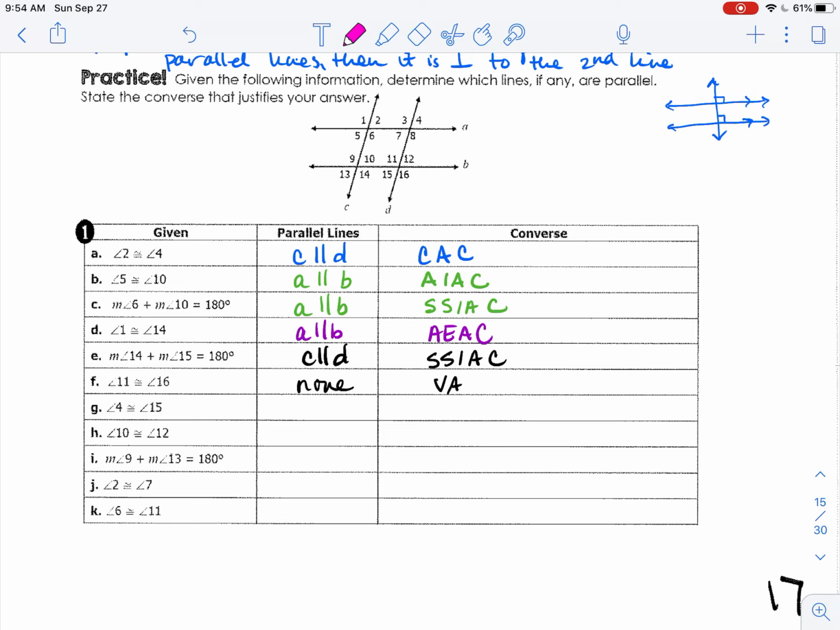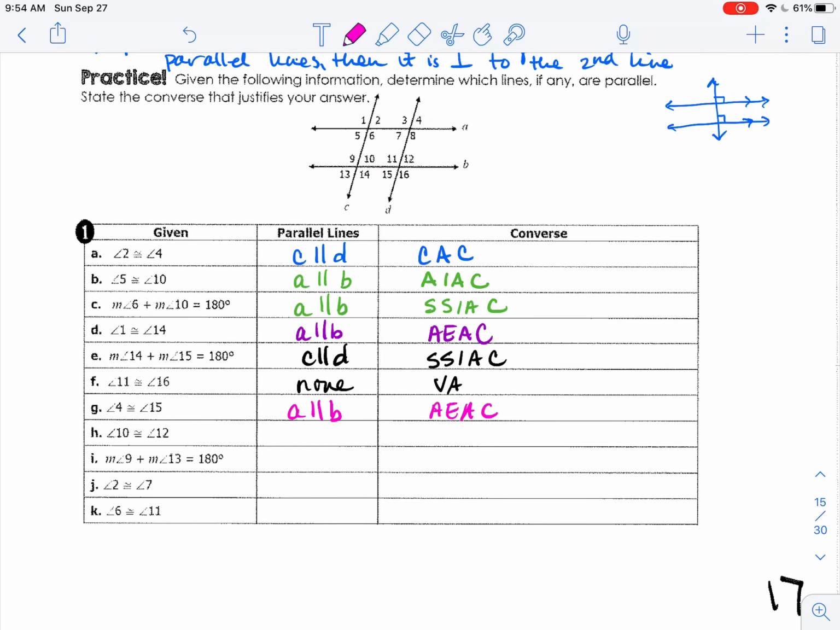Okay, let's take a look at the next one. Angle 4 is congruent to 15. So 4 and 15. Okay, we've got two separate groupings. So I can say that these are my parallel lines. A is parallel to B. Now those angles 4 and 15, they're on the opposite sides of the line, so they're on alternate sides of the transversal, and they are exterior. So this is the alternate exterior angle converse.